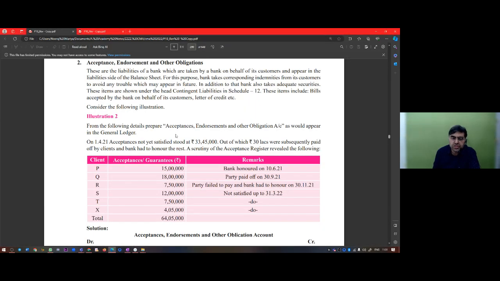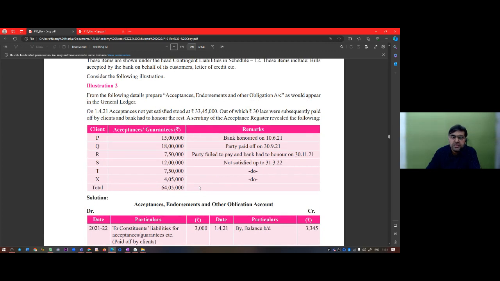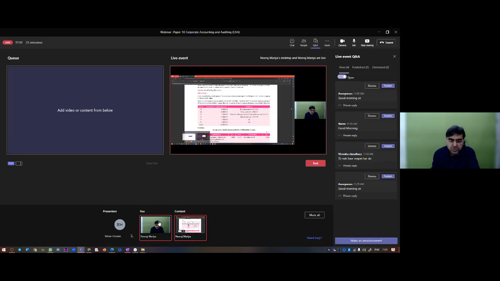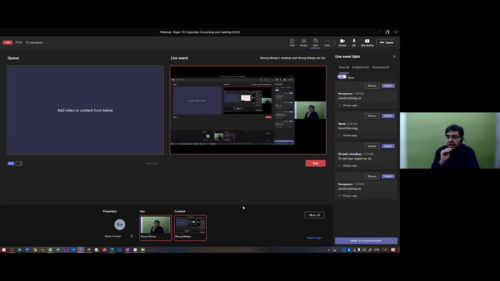Now the question says prepare which account? The question says prepare only one account. Question is asking for one account. We'll make one account, otherwise we can make two accounts.